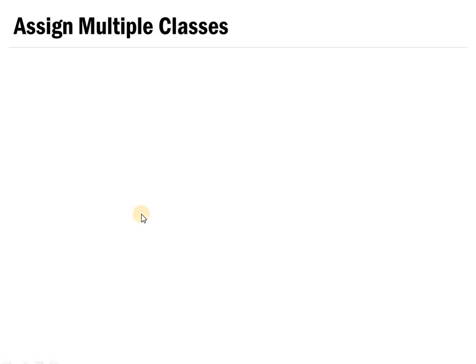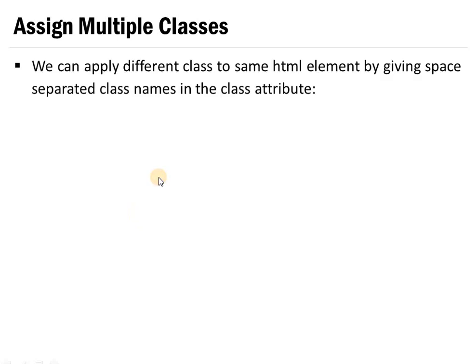Now in this session, I will give you an idea of how you can use element, ID and class selectors to minimize your CSS code. You can do your CSS job in multiple ways. For example, the first method is to assign multiple classes. What does it mean? We can apply different classes to the same HTML element by giving space-separated class names in the class attribute.